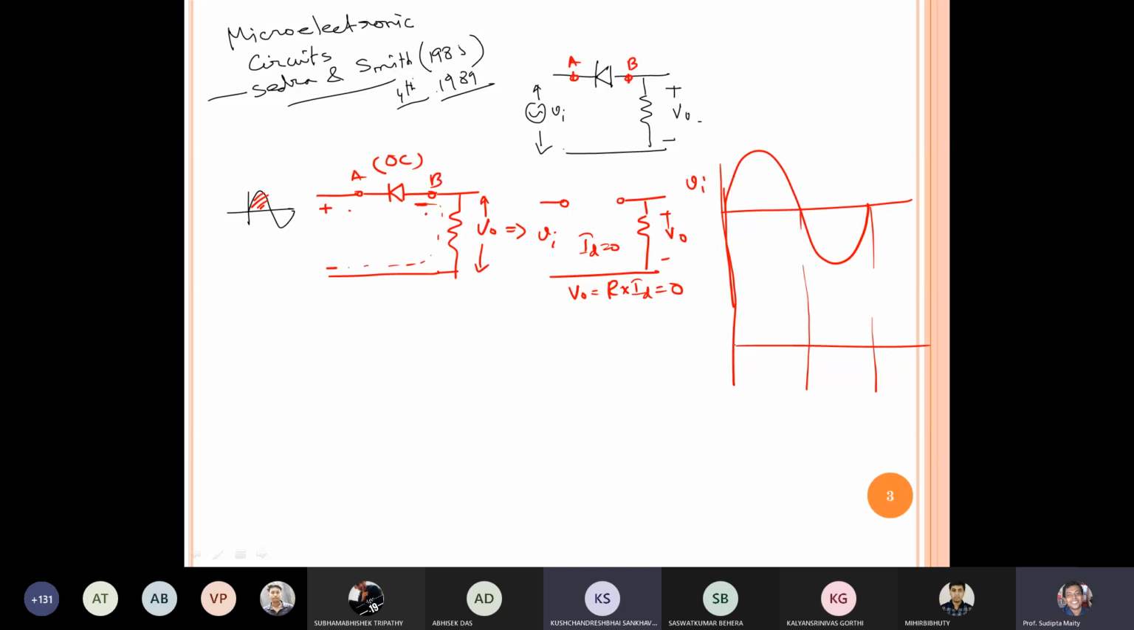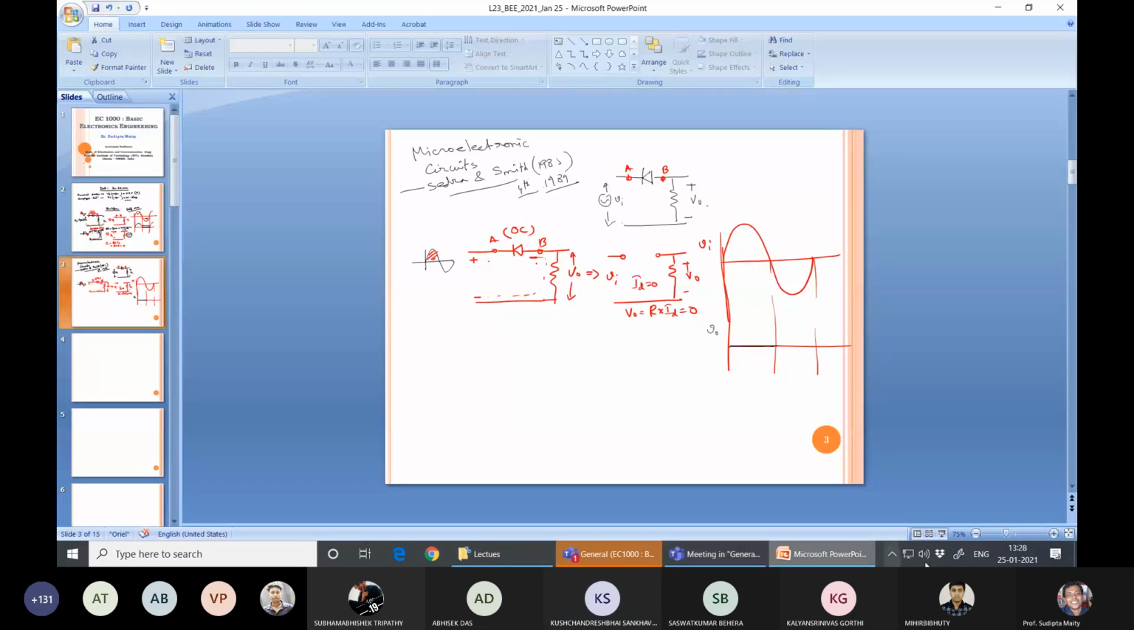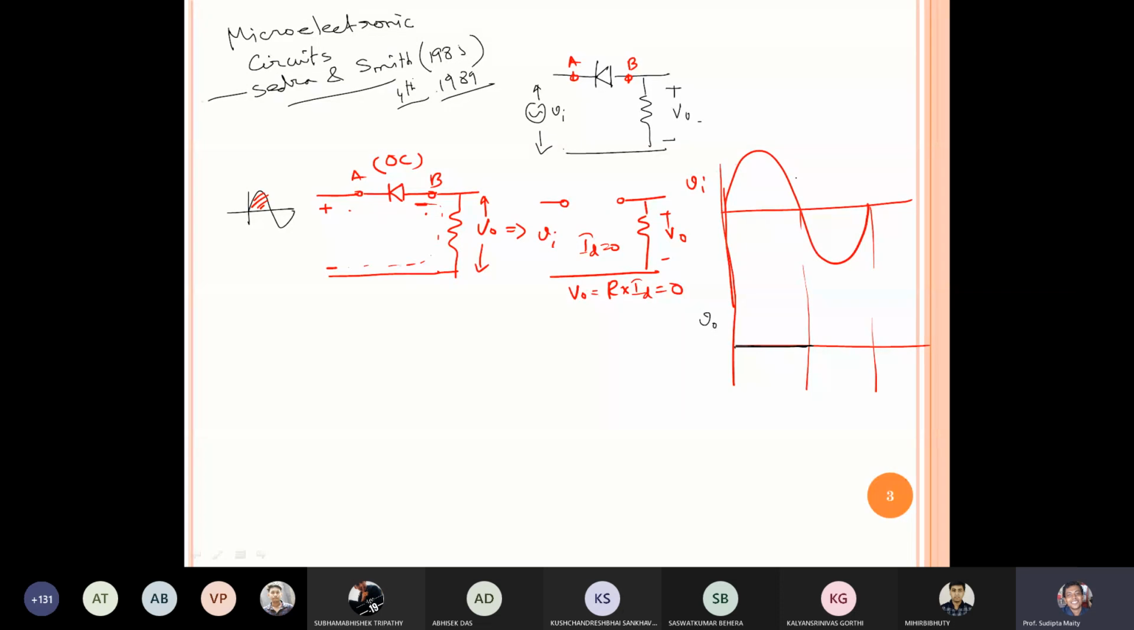So in this case, in the first half cycle V0 is 0. So I will not get any V0. It is completely 0 during this region. Okay, so the complete output will be 0. Now let's take the second half cycle. The first half cycle is over, now the second half cycle. In this case, this is my diode, this is my resistance.